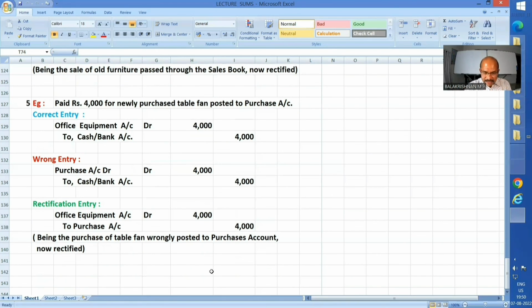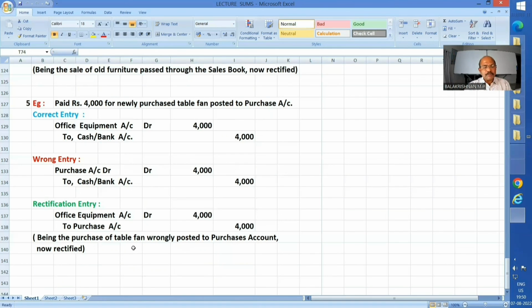So analyze like this and learn. Watch this video over and over. Get the concept very thorough so that you will make any entry very comfortably. You propose a journal entry, I mean a rectification entry. So narration is being the purchase of table fan wrongly posted to purchase account, now rectified.